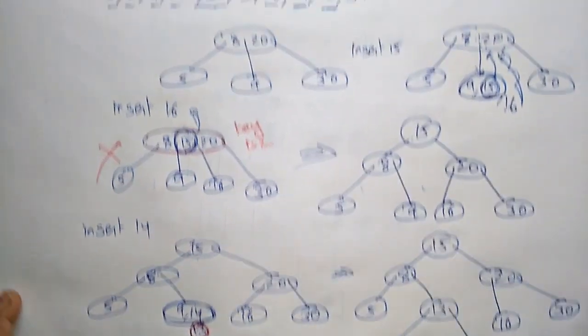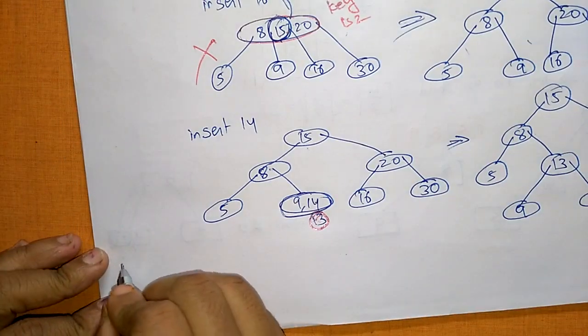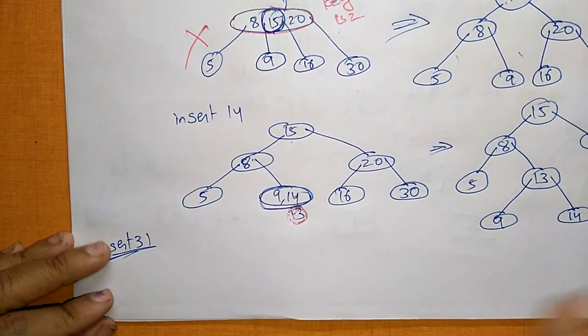Okay. Now the last value is 31. Now insert 31. So this ends the tree.